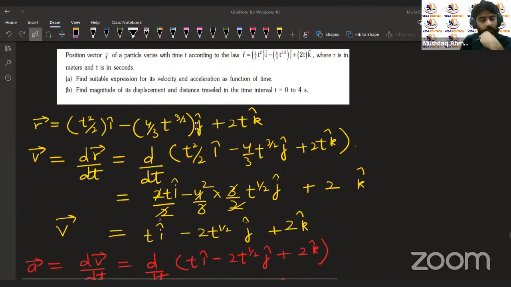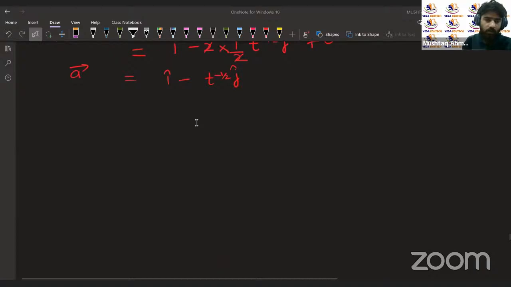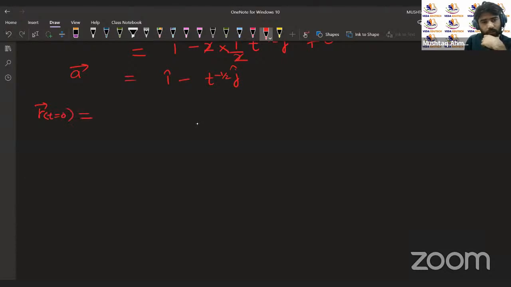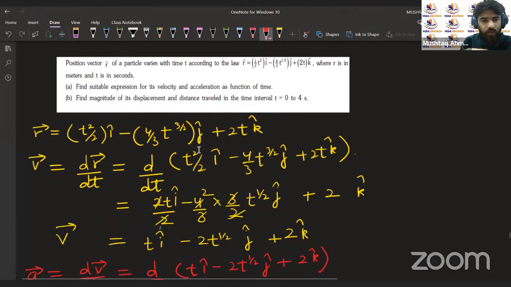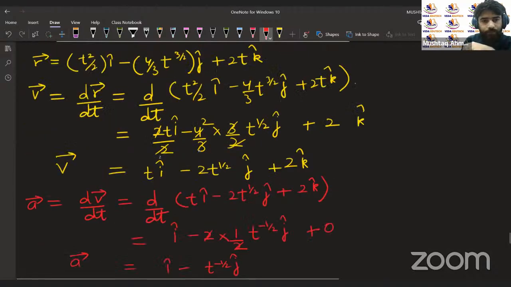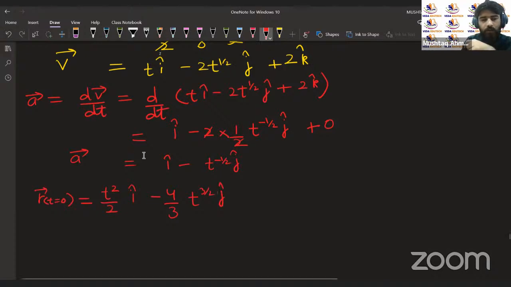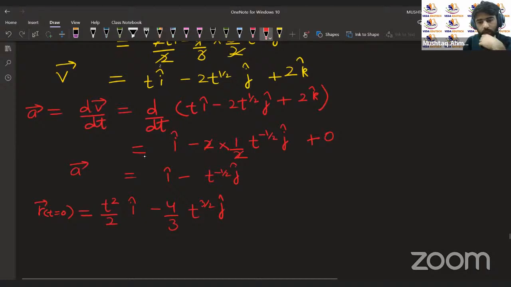In the second part, we have to find the magnitude of its displacement and distance traveled in the time interval 0 to 4 seconds, right? And we know that displacement is given by the final position vector minus the initial position vector, right? So the position vector at time t is given by t square over 2 i cap, minus 4 over 3 t to the power 3 by 2 j cap, and then we have the z component that's given as 2t k cap, right?